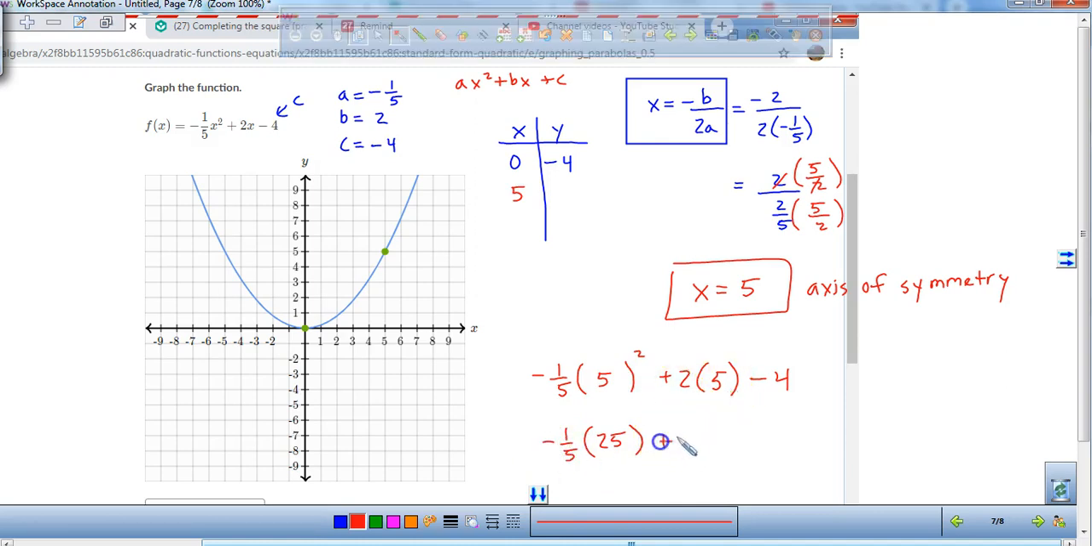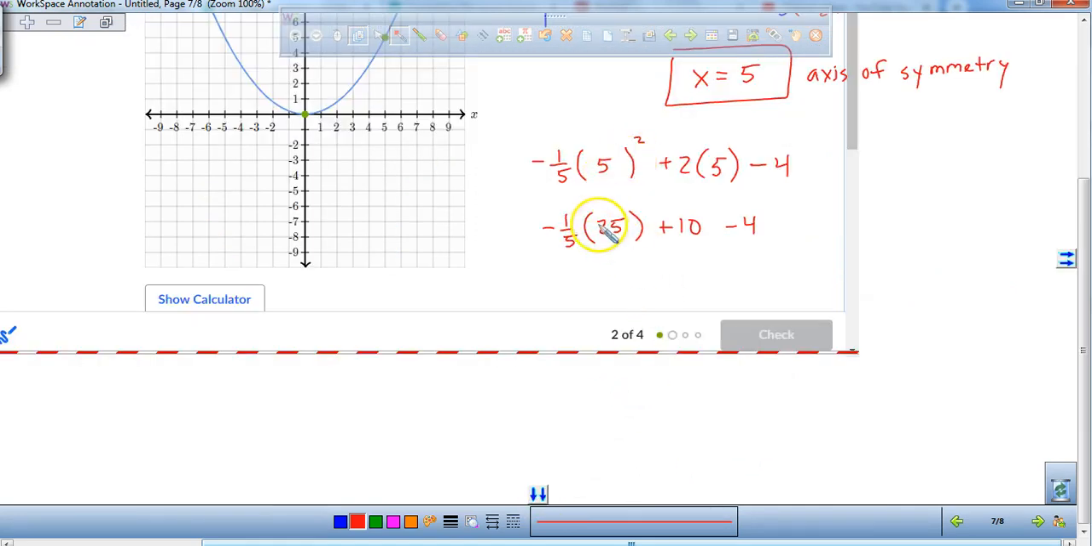2 times 5 is 10. We're doing the order of operations, so we squared it. Now we're going to multiply. Negative 1/5 times 25 is negative 5. Negative 5, plus 10, minus 4. It's like saying 10 minus 5, which is 5, and 5 minus 4 equals 1.